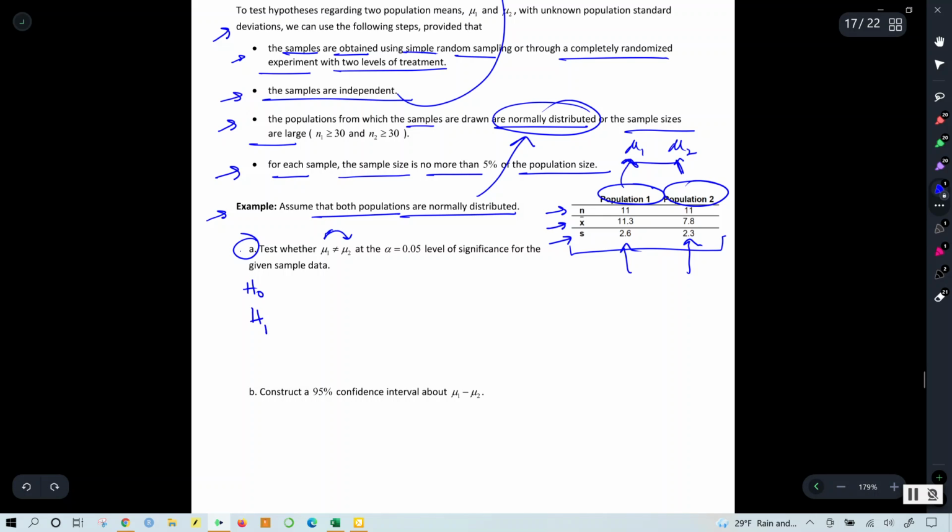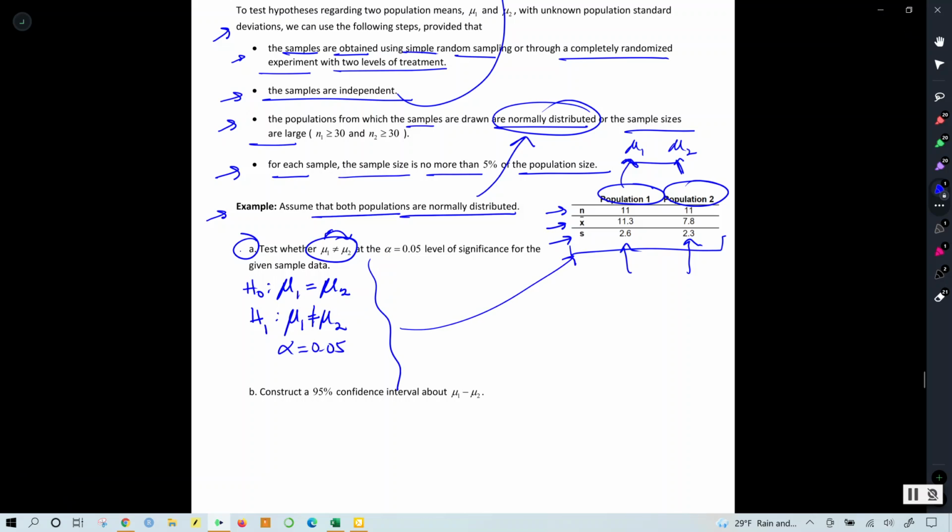Question A, we would like to test whether the first mean is significantly different from the second mean. So remember, what we are required to test always goes to the level of the alternative hypothesis, whereas the null will be mu1 equals mu2 at alpha equals 0.05 level of significance. So with that said, using the given information, we can use StatCrunch to help us get the p-value we need for this test.